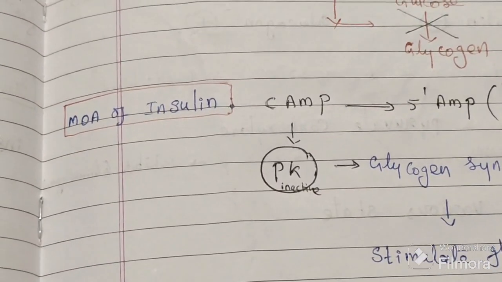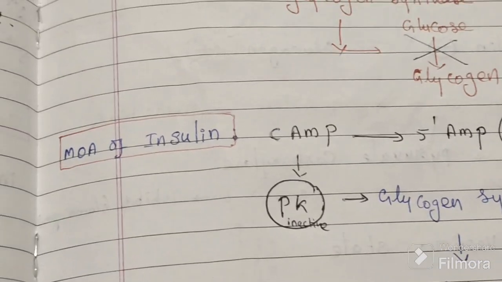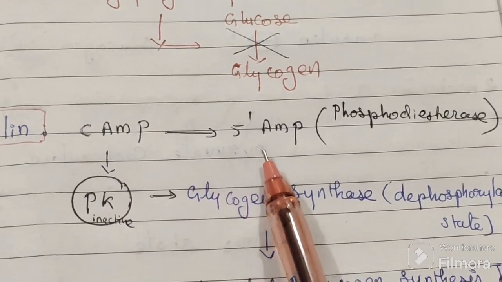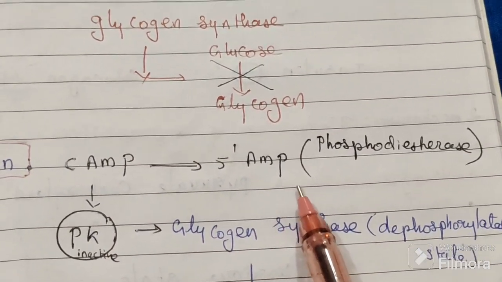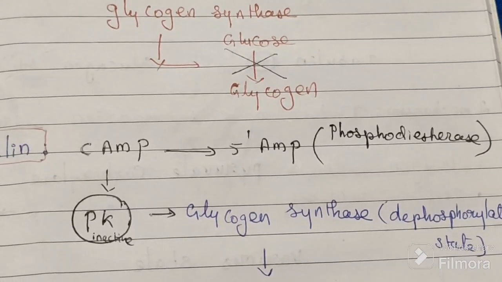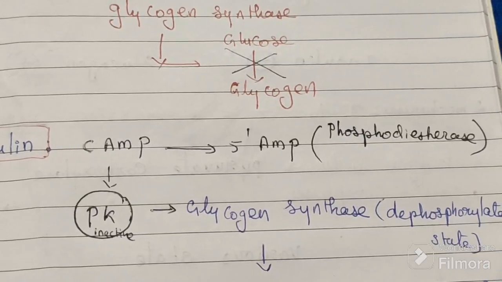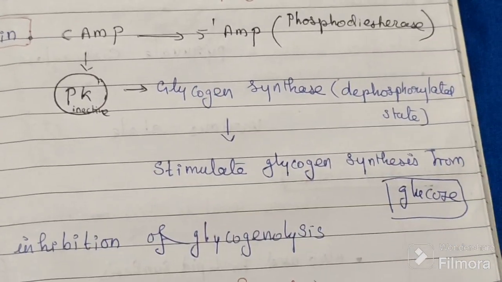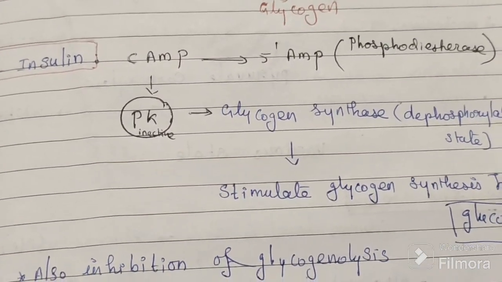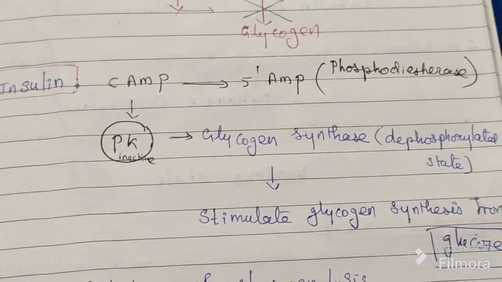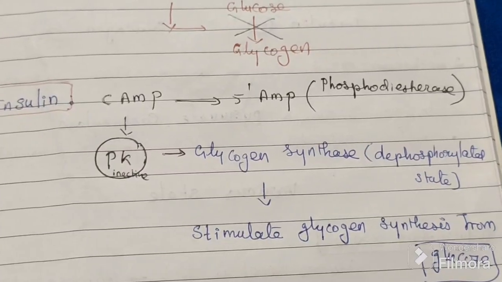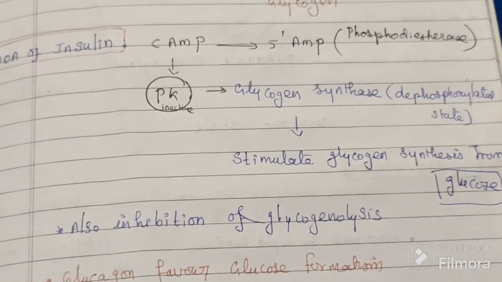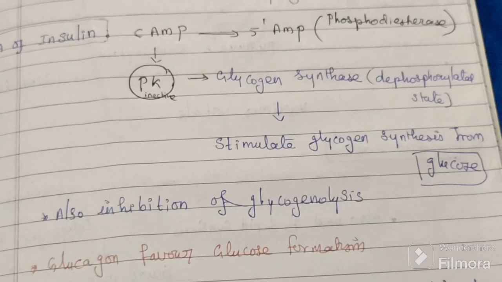Now coming to the mechanism of action of insulin. Insulin causes conversion of cyclic adenosine monophosphate into 5' adenosine monophosphate via phosphodiesterase. Due to this, the protein kinase is inactive. With inactive protein kinase, glycogen synthetase will remain in the dephosphorylated state and it will stimulate glycogen synthesis from glucose. Also, there is inhibition of glycogenolysis.